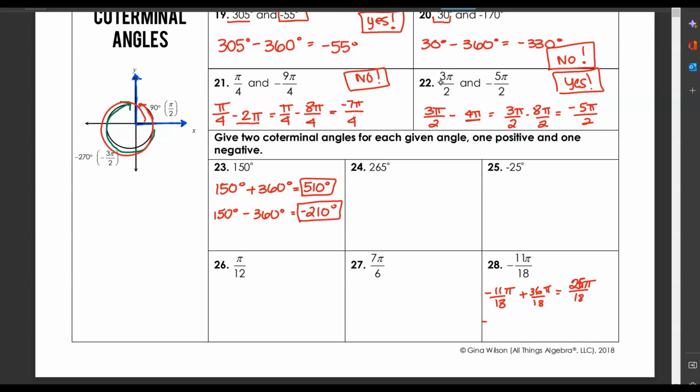Then we're going to do the same thing, negative 11 pi over 18, subtract 2 pi, but I'm just going to rewrite it as an equivalent fraction, so we're going to subtract 36 pi over 18, and then we're going to see that we get negative 47 pi over 18. Okay. All right, so try the last four here.